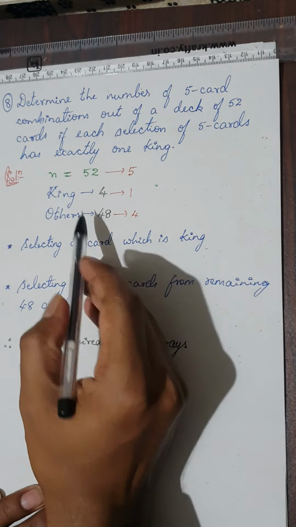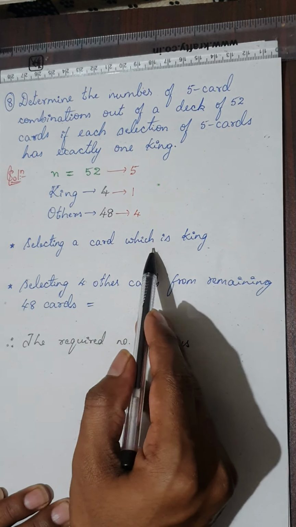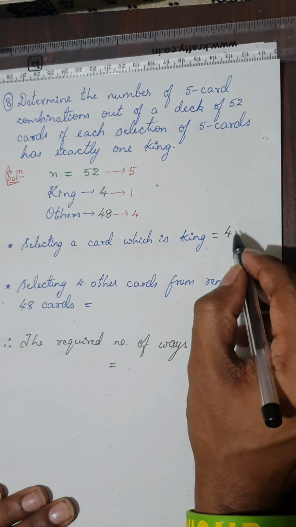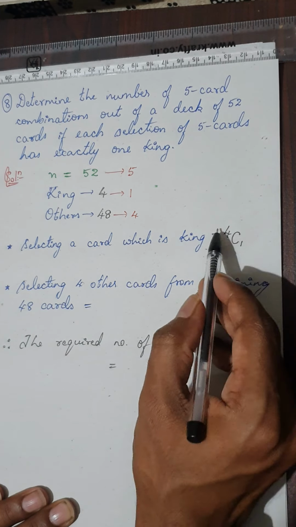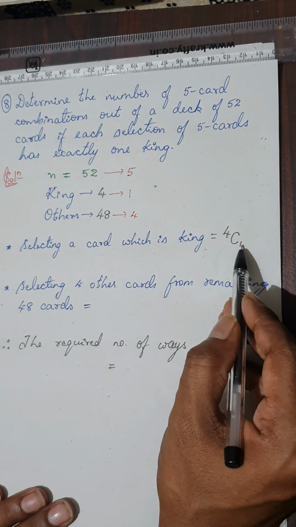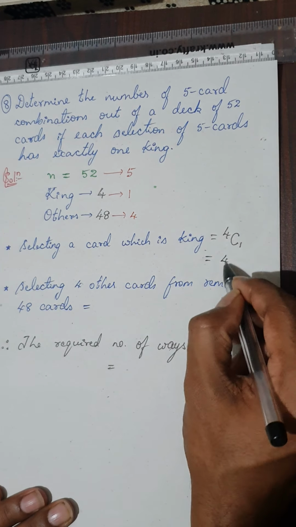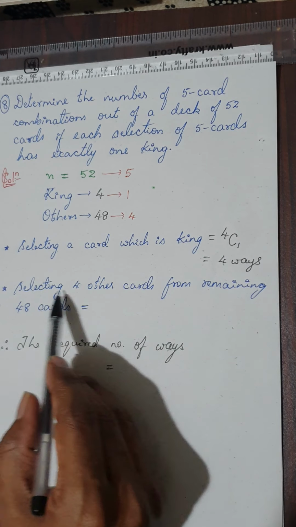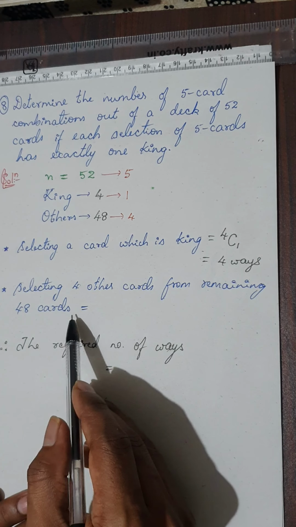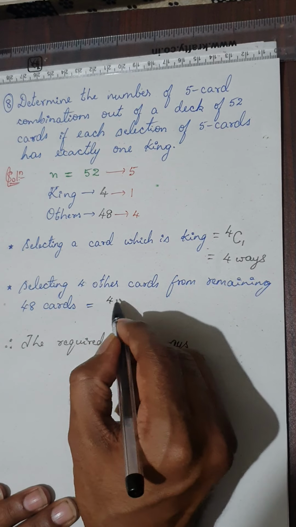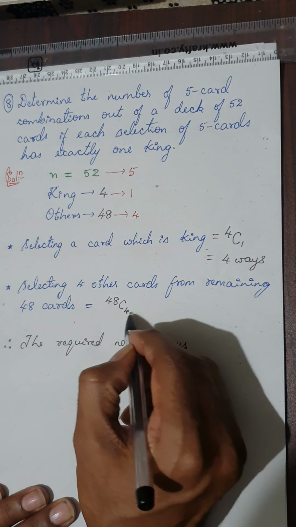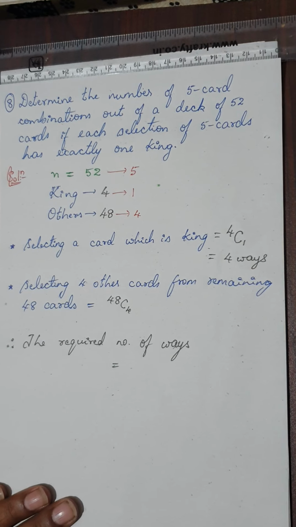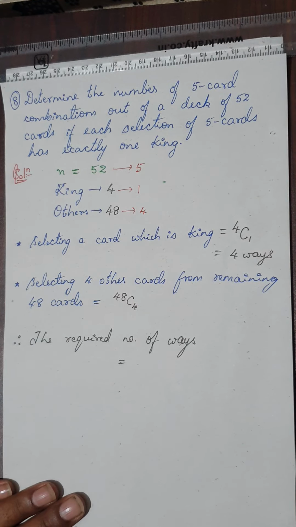Okay, now look at the condition. This is very clear now. Selecting a card which is king: there are 4 kings, and I have to select one of them. So out of 4 kings, 1 can be selected in 4C1 ways, and we all know 4C1 is nothing but 4, because NC1 is n. So 4 ways. Now selecting 4 other cards from the remaining 48 cards. So this can be done in 48C4 ways, isn't it? So 48C4, you can use your calculators and calculate this using the formula also.